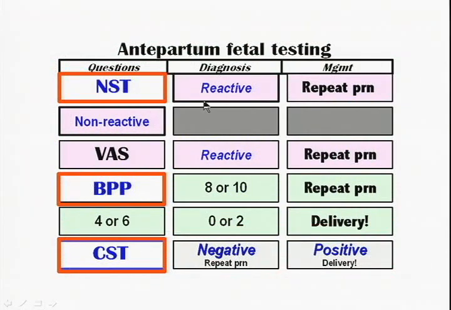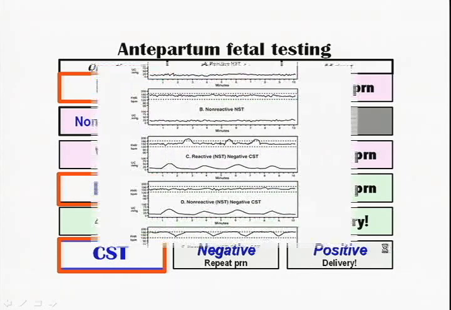Okay, NST reactive, great. NST non-reactive, vibroacoustic stimulation. Vibroacoustic stimulation brings a reactive tracing, great. If it doesn't, biophysical profile. Biophysical profile 8 or 10, great, no problem. Biophysical profile 0 or 2, delivery. 4 or 6, we do a CST. Negative, no problem. Positive, delivery.